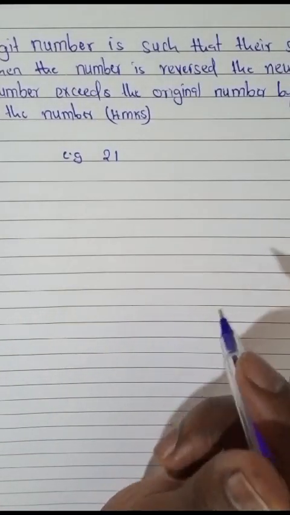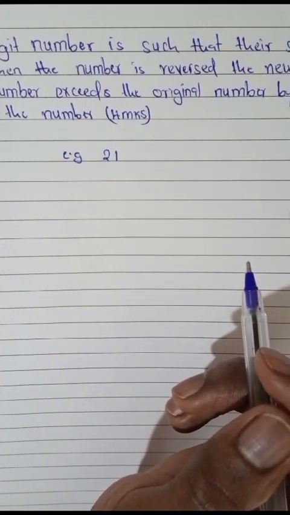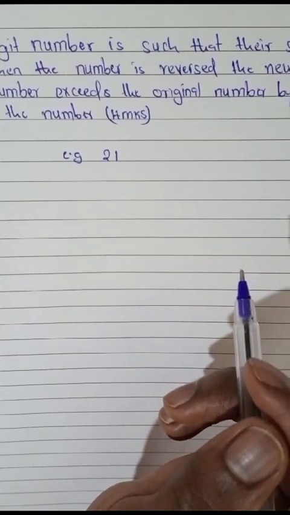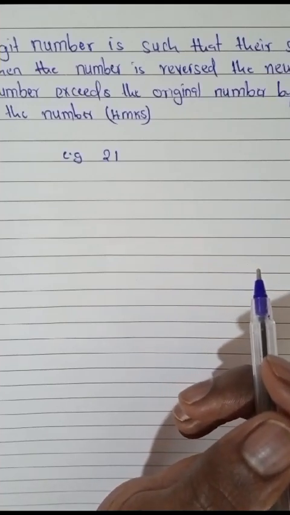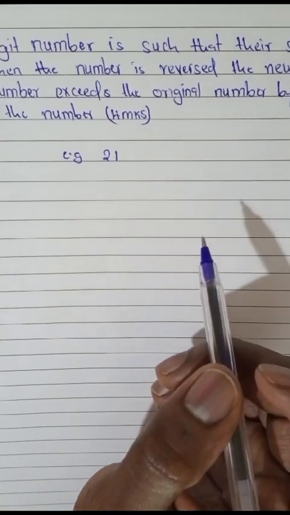Hi everyone. Now in this question we are told that a two-digit number is such that their sum is 15. When the number is reversed, the newly formed number exceeds the original number by 9. Then we are told to find the number. 4 marks.